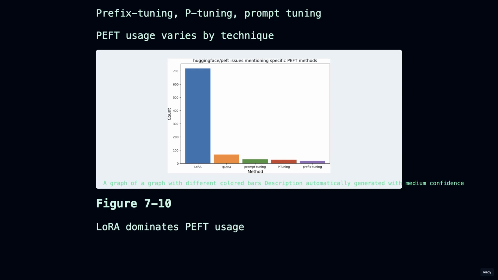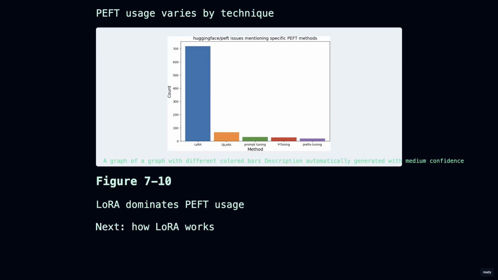So the field has a clear center of gravity. LoRA is the default for many users, while soft prompts serve people who want something between pure prompting and full fine-tuning. That is why the next section zooms in on LoRA. Even if you later use a different PEFT method, understanding LoRA gives you a useful framework for how efficient fine-tuning works.